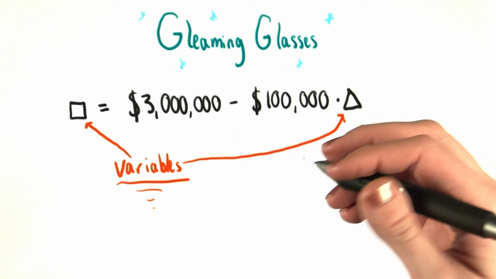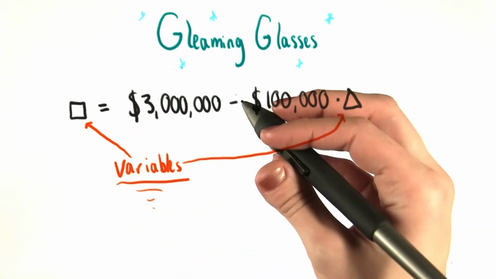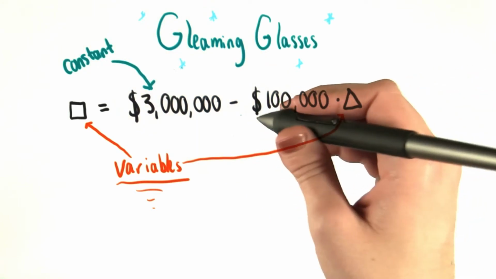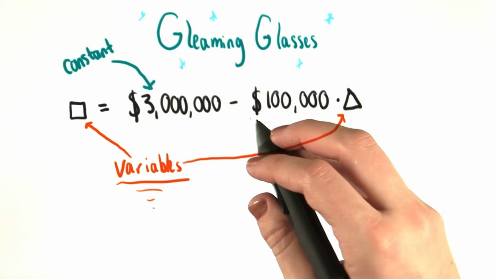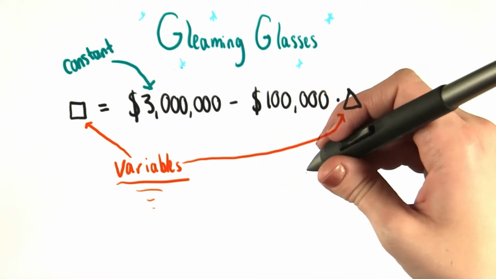Numbers will appear either as constant terms on their own, just numbers, like 3 million right here, or in terms that combine numbers and variables, like this last one on the right. When multiplied by a variable or set of variables, a number is called a coefficient.